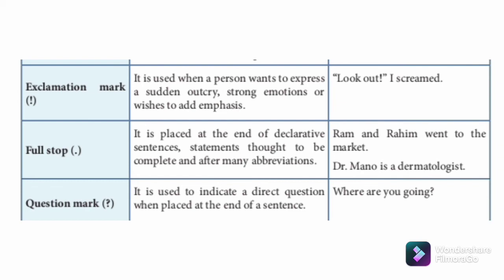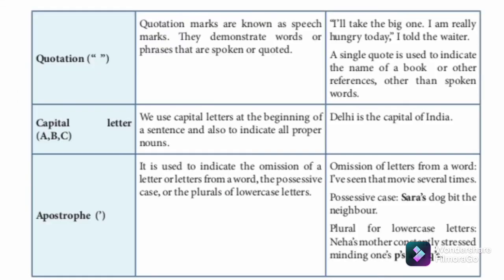Now, question mark. Question mark is used to indicate a direct question when placed at the end of a sentence. This is also used after the question tag. Example, where are you going? Question mark. Capital letter. This is also called as uppercase alphabet. We use capital letters at the beginning of a sentence and also to indicate all proper nouns. Example, Delhi is the capital of India. Delhi and India begins with a capital letter.